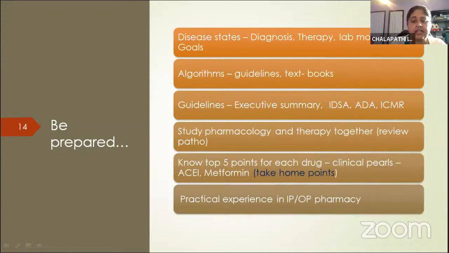And whenever you're looking at every drug, try to have at least 5 to 6 points that you remember at the top of your head for each drug. Say, for example, ACE inhibitors. Can anyone tell me like 4 or 5 points about ACE inhibitors?